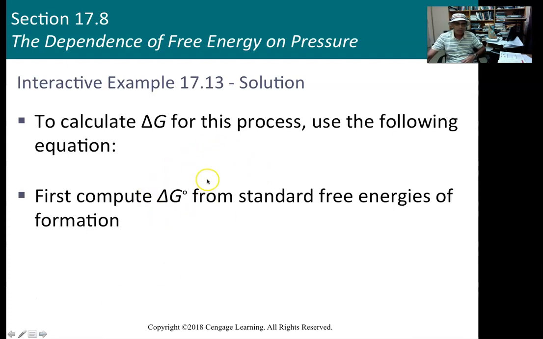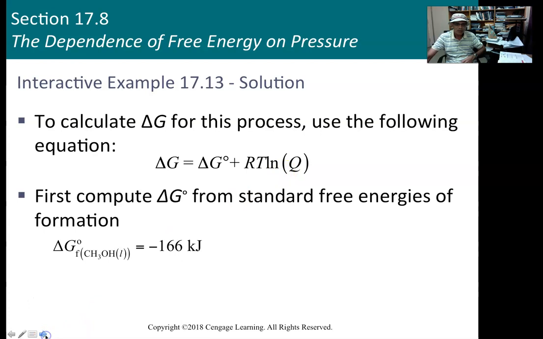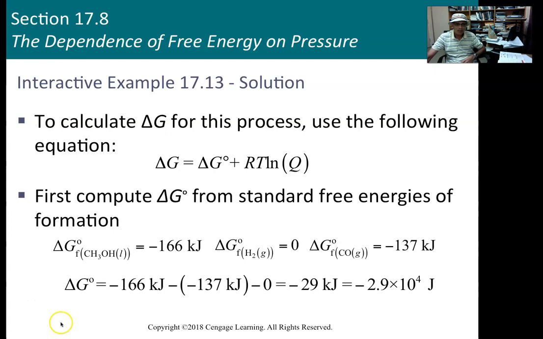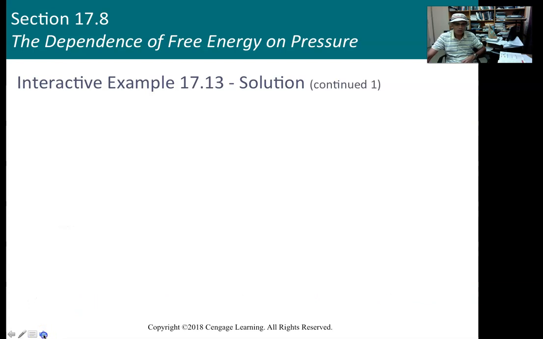So how do we compute this value? We can do that from the thermochemical equations and the literature. So let's look at that, and we are going to calculate this. We'll start with this, and then we'll make substitutions in this part of the equation as well. So these are the values of the free energy of formation from the literature. Now we can apply delta G for the reaction, products minus reactants, and that gives us this value, minus 2.9 times 10 to the power of 4 joules.